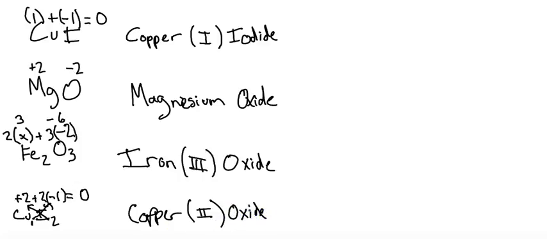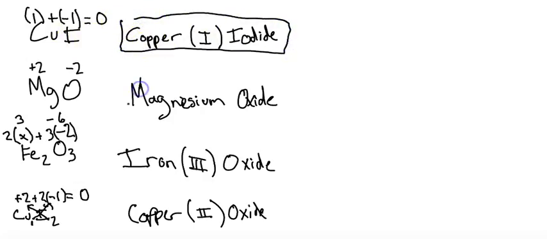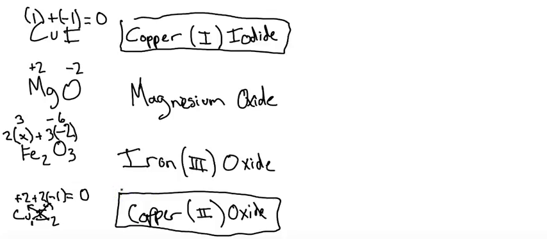And if you look, you notice that copper can have 2 different charges, because up top, right here when we only have 1 iodine, our copper has a +1 charge. But down at the bottom, when we have 2 iodines bonded to our copper, we suddenly have a +2 charge on our copper. So that's a good example of how transition metals can have more than one charge.